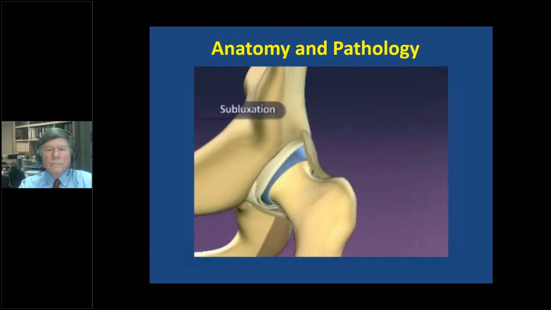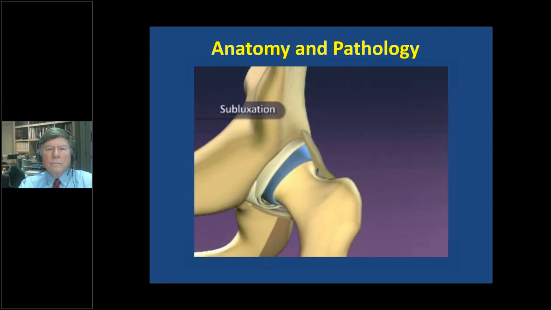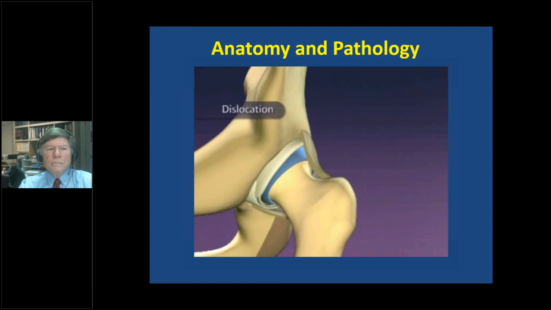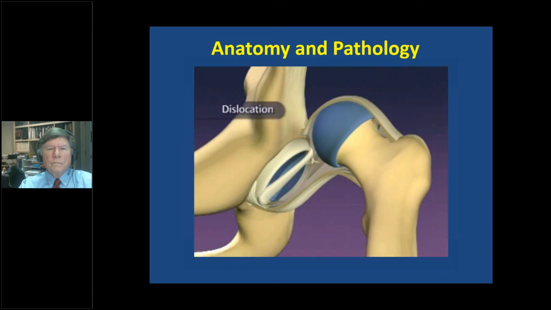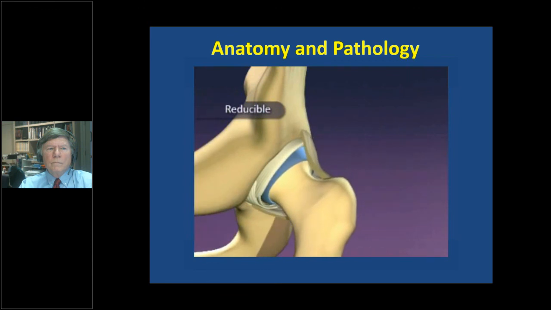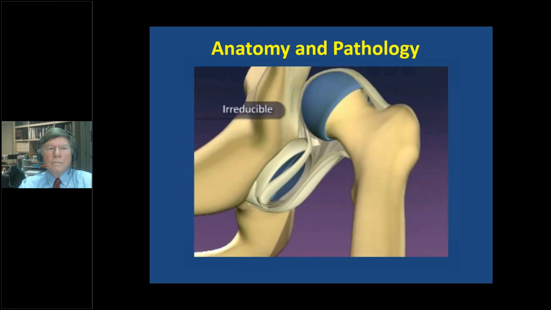Subluxation. This refers to the femoral head sliding within the acetabulum, but without completely losing contact. This is felt as a gliding sensation and may at times be difficult to appreciate. Dislocation. This is where the femoral head loses contact with the acetabulum. The femoral head may be dislocatable, able to be pushed out of the socket, or dislocated, not in the socket. Dislocations may be able to be put back in the socket, that is, reducible, or remain stuck in the dislocated position, that is, irreducible.